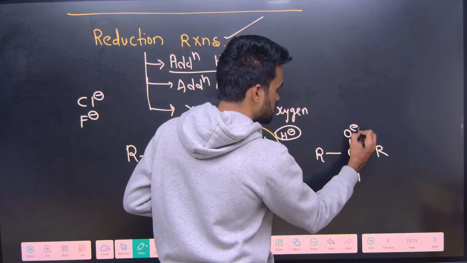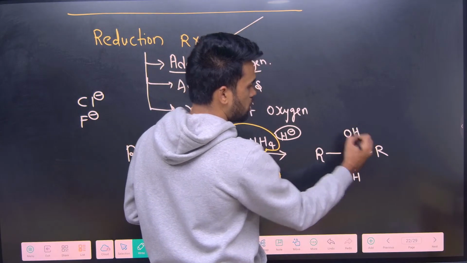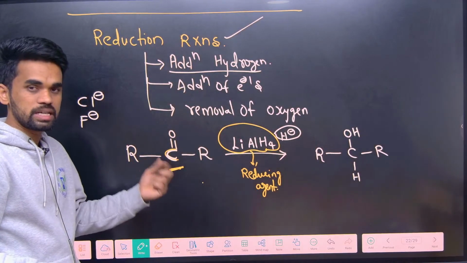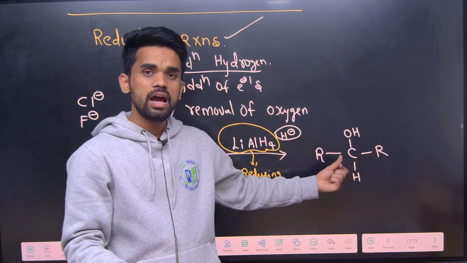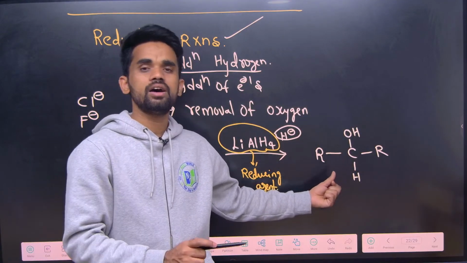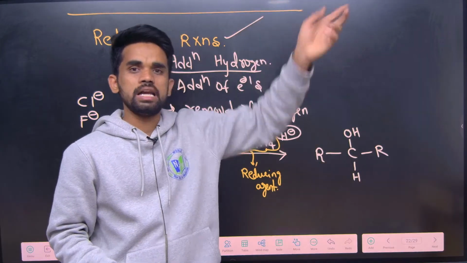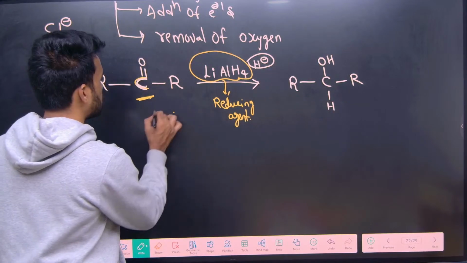O minus, it becomes first. The next, upon following hydrolysis, gives you alcohol. Once again, reduction of ketones gives you alcohols. And if you want to do further reduction, just remove this OH group. That gives you alkanes. So what is that reaction called? That is called Clemmensen reduction.